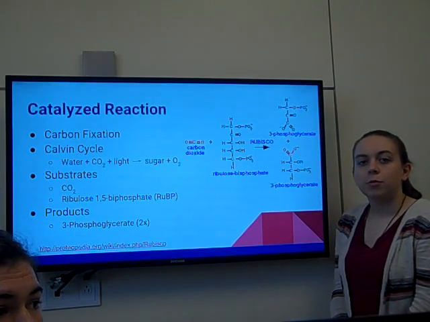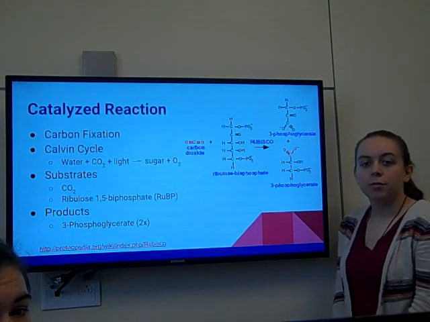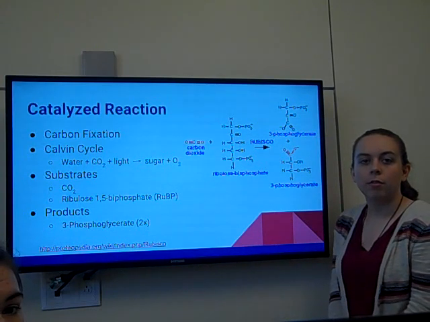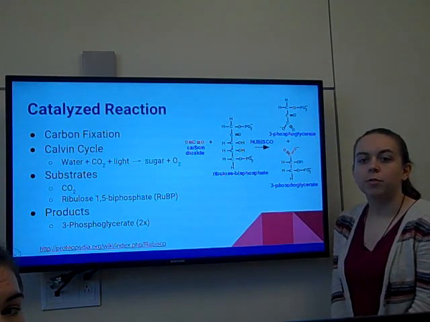The products are two 3-phosphoglycerates. As you can see in this diagram, CO2 and RuBP come together at Rubisco, and the RuBP is cleaved to form the two phosphoglycerates.